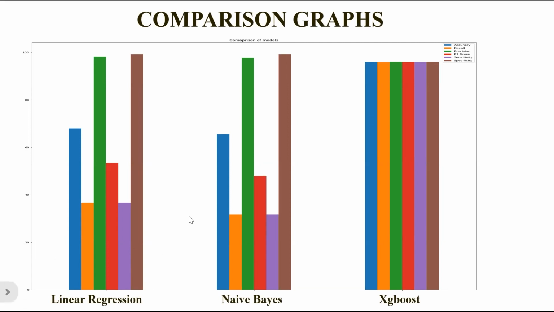F1 score is the harmonic mean of precision and recall. It is a balanced measure that considers both false positives and false negatives. It is calculated as 2 times the product of precision and recall divided by the sum of precision and recall. It provides a single metric that balances precision and recall, making it useful when we want to consider both false positives and false negatives in the evaluation.